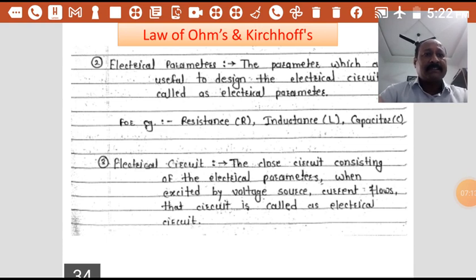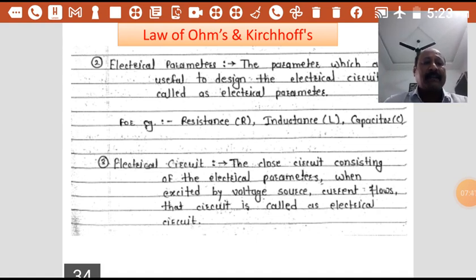So the next one is nothing but the electric circuit. Up till now we have studied what the electrical parameters are. So what is an electric circuit? The closed circuit consisting of electrical parameters, when excited by the voltage source and current flows, that circuit is called an electric circuit.